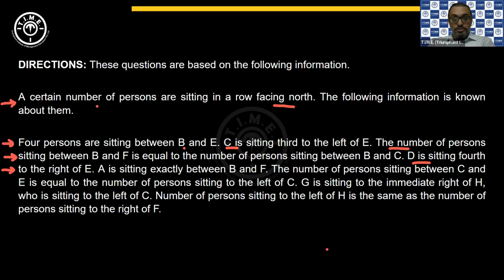Yeah, Lavanya, this is the question, ma'am, that you have.